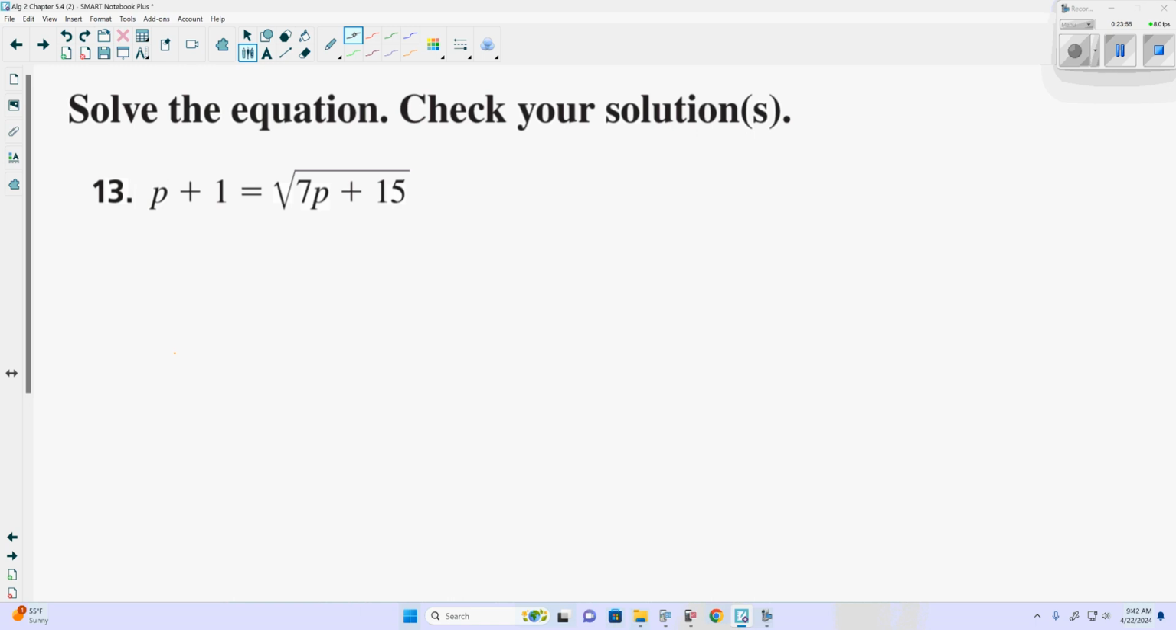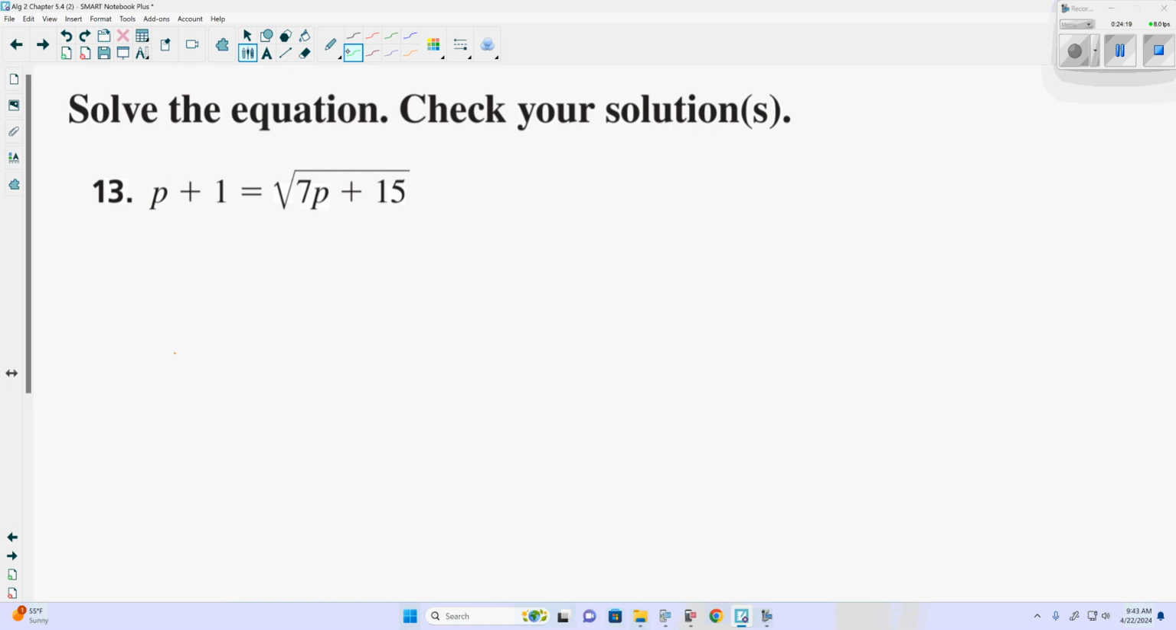Number 13, this is the last one we'll do today. P plus 1 equals the square root of 7p plus 15. Is there one radical? Oh, yeah, and it's by itself. So, is there one radical? If so, get it by itself. We did that. So step 2, put both sides to the nth power.